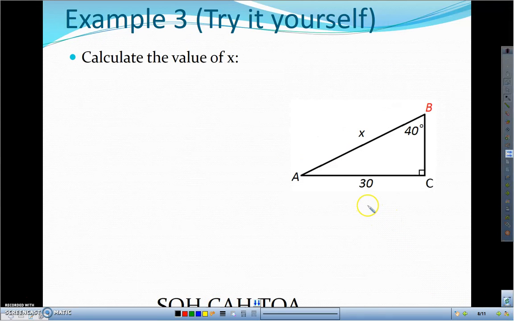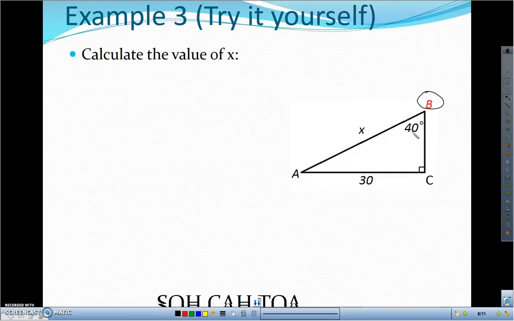I'm going to encourage you to pause at this point and try and do this yourself. Notice that we are doing this according to angle B. And I'm going to go through this now. Again, pause, try and do. This is where you will have the learning.